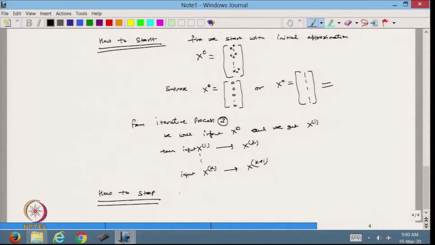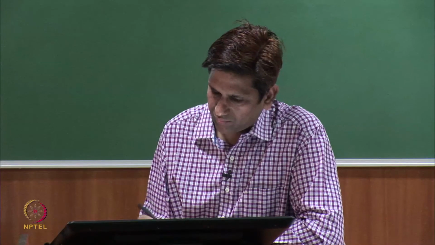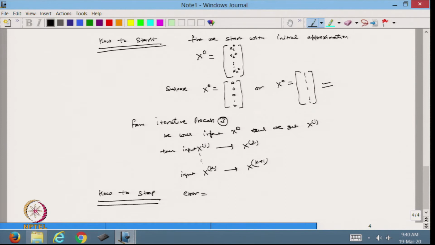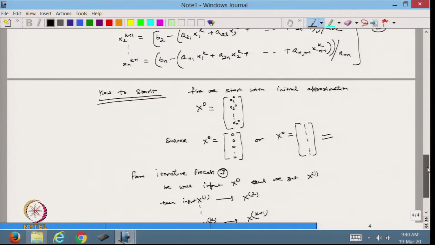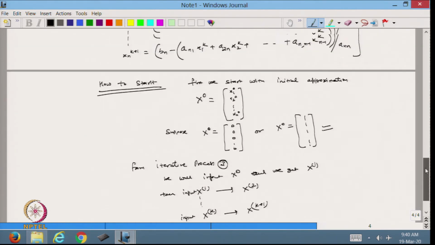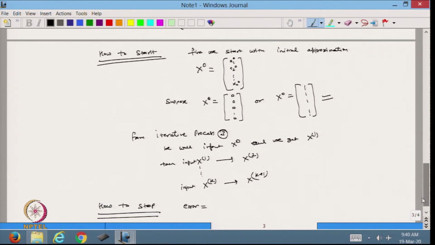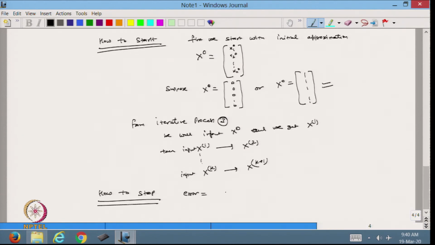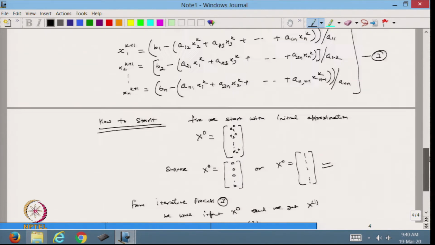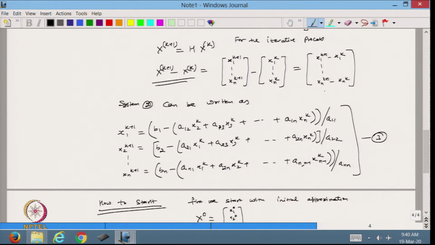So, in this case we will find out the error. How will we find out the error? As I told you, the difference between x k plus 1 and x k. So, in this case I will find out x k plus 1 minus x k. This difference is again a vector.